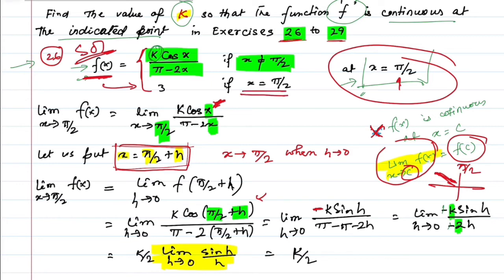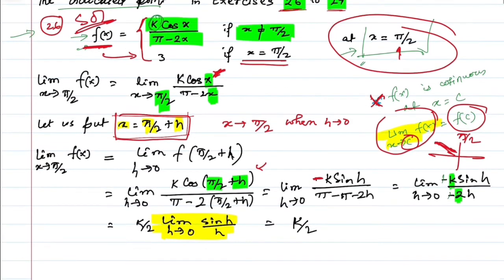So that is why, let me scroll down. Okay. So f of pi by 2 must be equal to 3 according to the given function, given condition. This must be equal to 3. So as we have got the value of the limit x tends to pi by 2 of f of x, and we have got f of pi by 2.